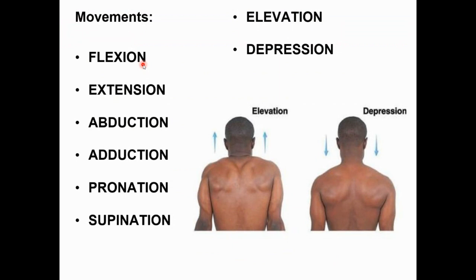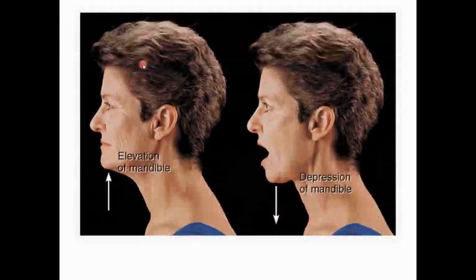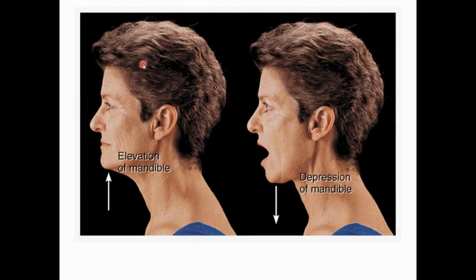Shoulders are a good example of that. But it doesn't have to be just the shoulders. It could be any joint, any other part. Your jaw elevated up, depressed when it's hanging down.